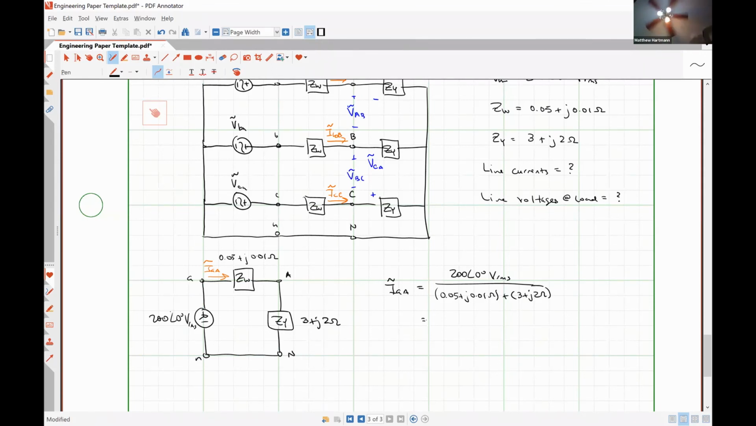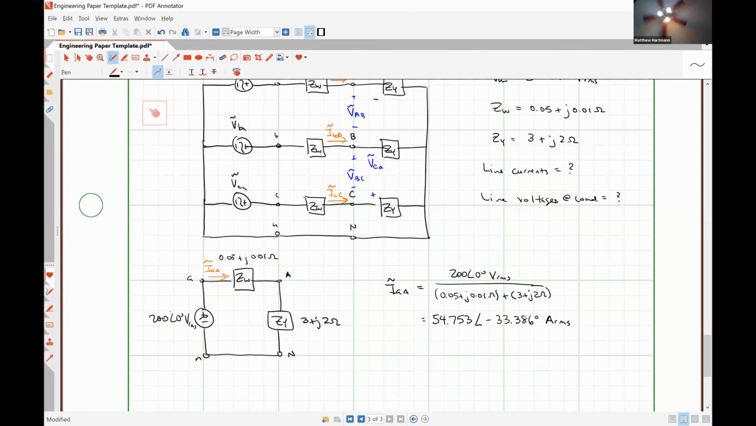And this will give us 54.753 angle negative 33.386 degrees amps RMS.